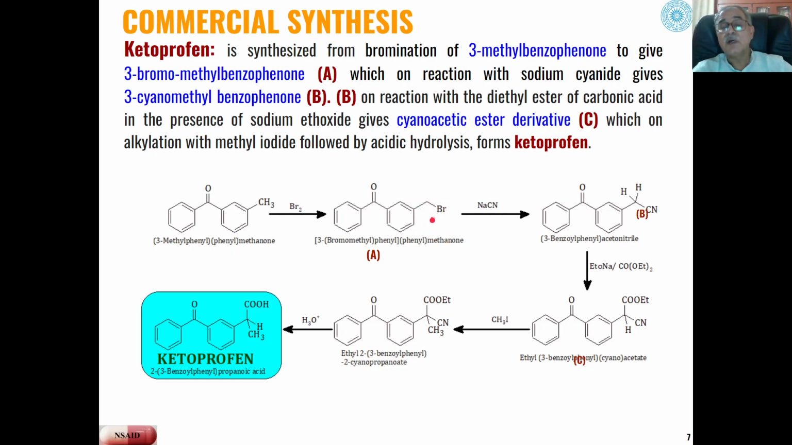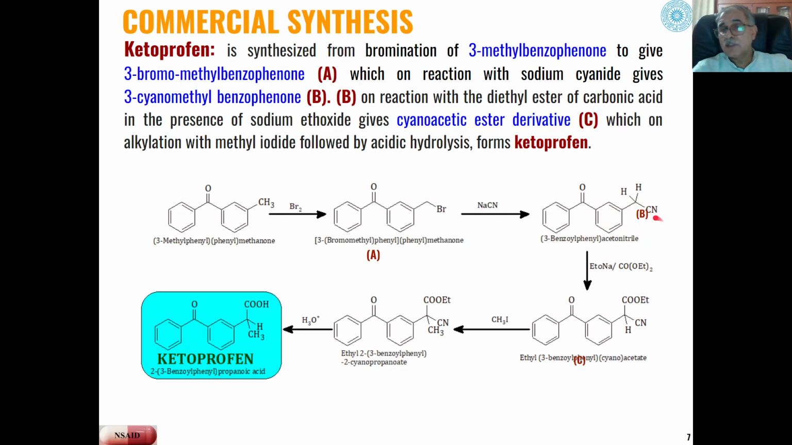Then this alkyl halide will react with sodium cyanide, again a nucleophilic substitution reaction. Na from here, Br from here will be removed as NaBr, and this carbon will get attached with a cyanide group, or nitrile will be formed. The corresponding cyanomethyl benzophenone is formed.